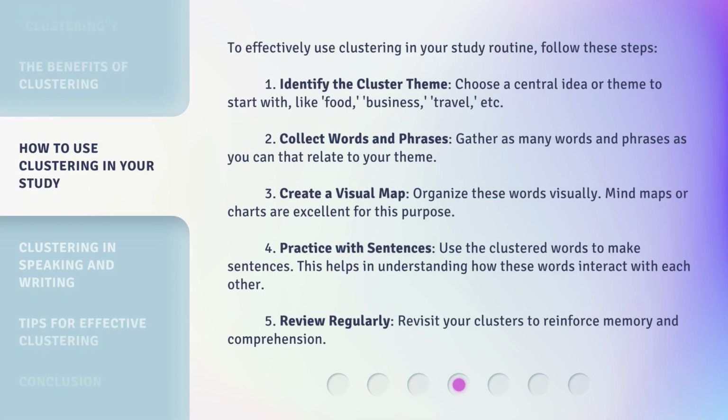To effectively use clustering in your study routine, follow these steps. 1. Identify the cluster theme. Choose a central idea or theme to start with, like food, business, travel, etc. 2. Collect words and phrases. Gather as many words and phrases as you can that relate to your theme. 3. Create a visual map. Organize these words visually. Mind maps or charts are excellent for this purpose.